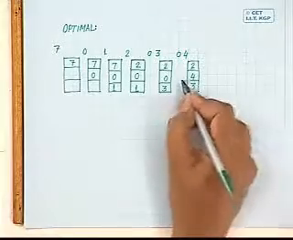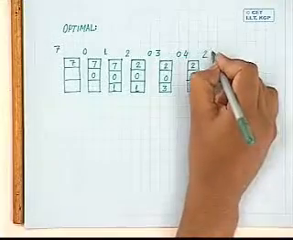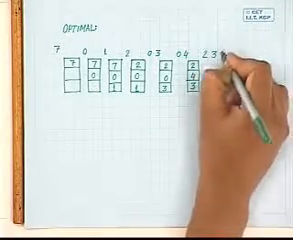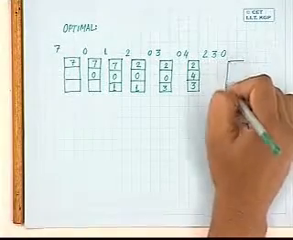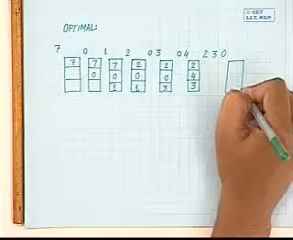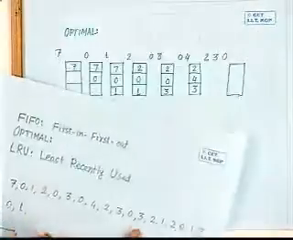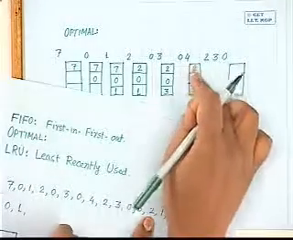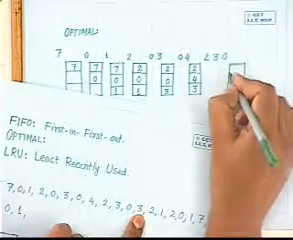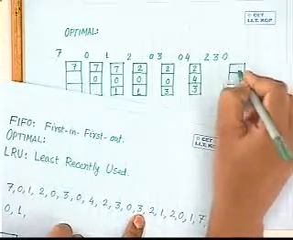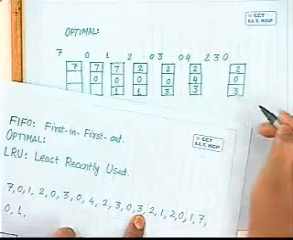Okay. The next page that is referred is 2, there is no page fault. Next one is 3, there is no page fault. Then 0, again there will be a page fault. And now the page that has to be replaced is... 3 will be referred next, after that page number 2. It is page number 4 which is not going to be referred for maximum duration. Okay, so I will replace page number 4 by page number 0. So it will be 2, 0, 3.